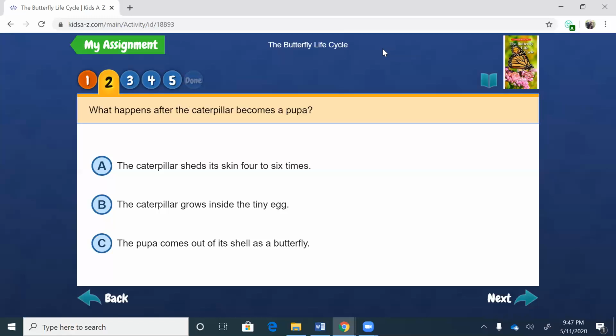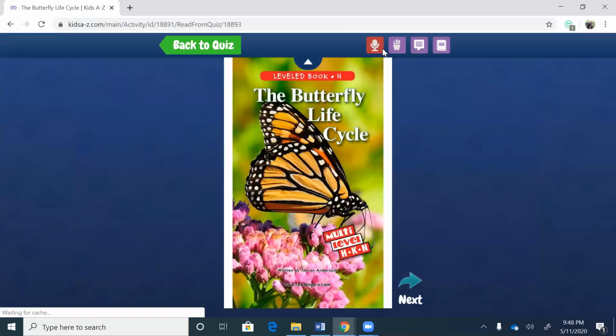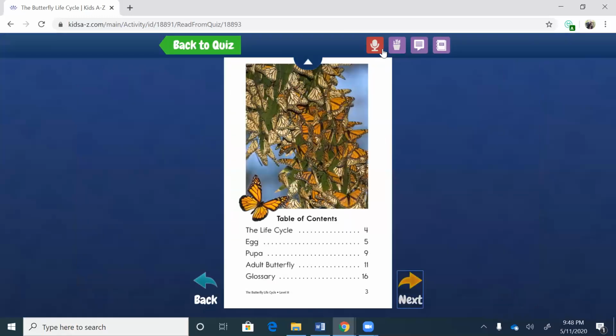What happens after the caterpillar becomes a pupa? All right, so I'm going to read the answers and then we'll go back into the book and look. A, the caterpillar sheds its skin 4 to 6 times. B, the caterpillar grows inside the tiny egg. Or C, the pupa comes out of its shell as a butterfly. So let's go to the page where it talks about the pupa.